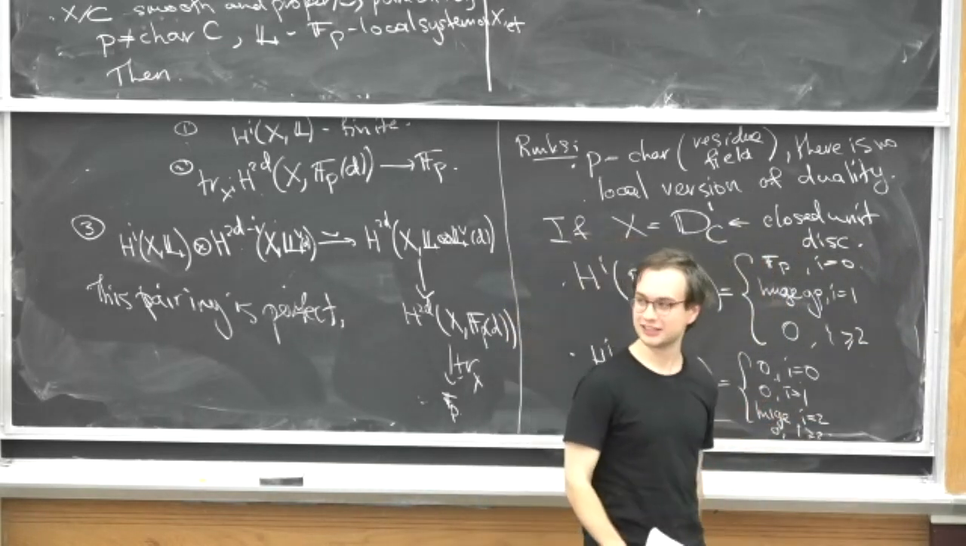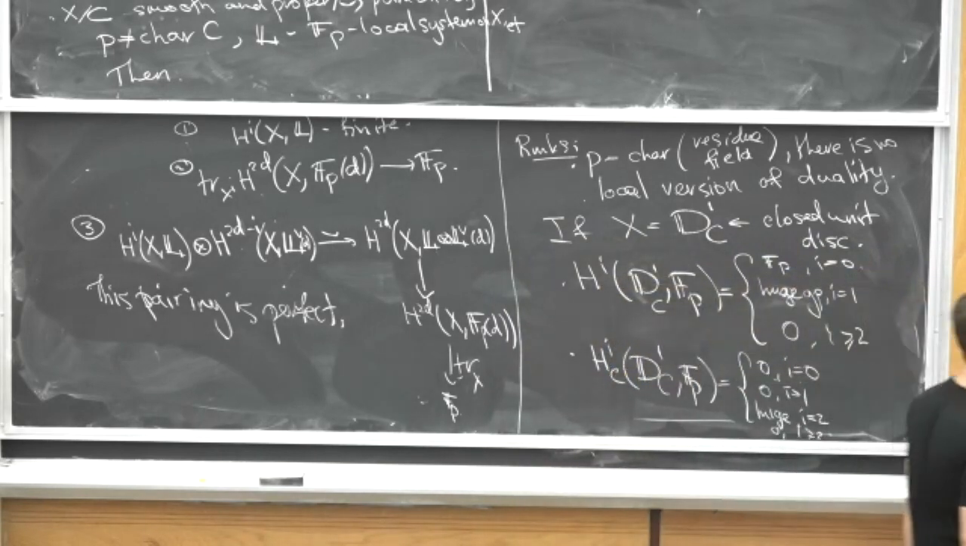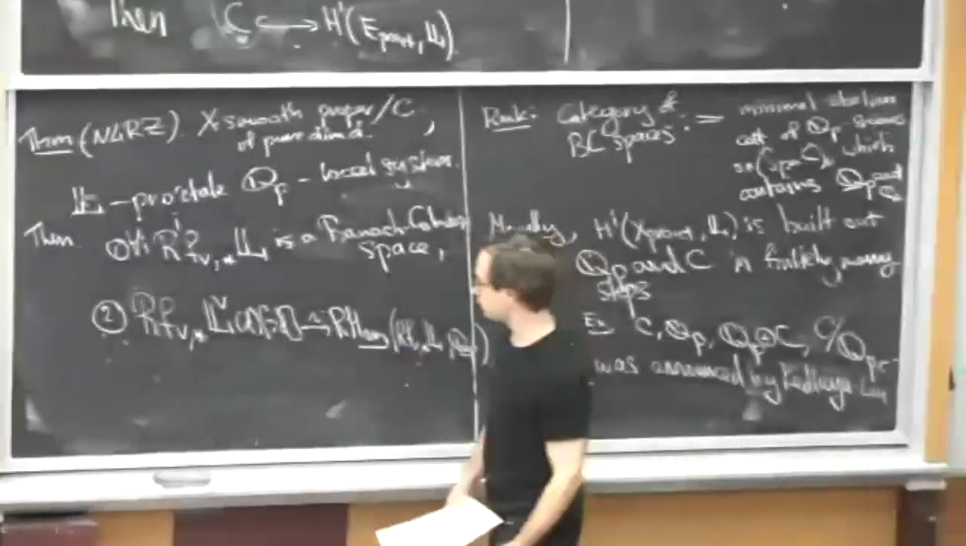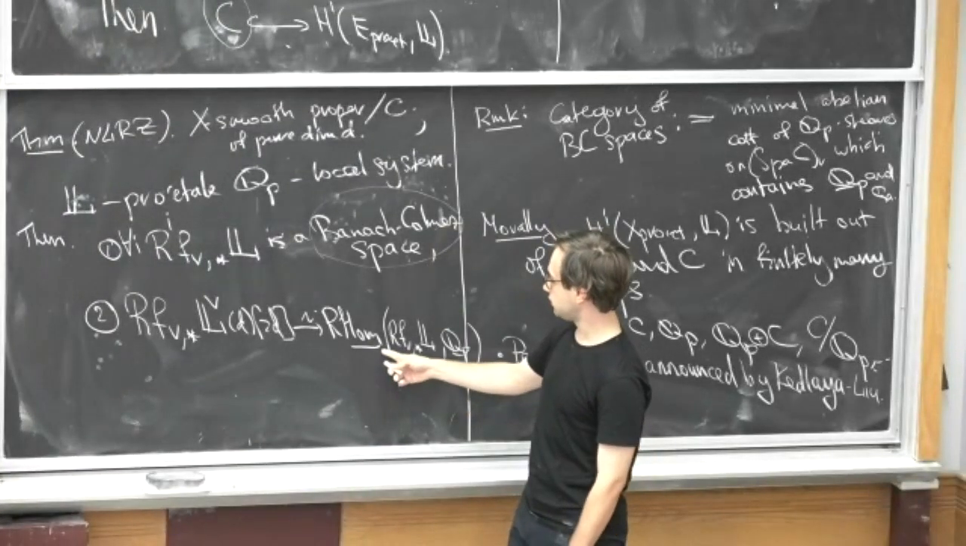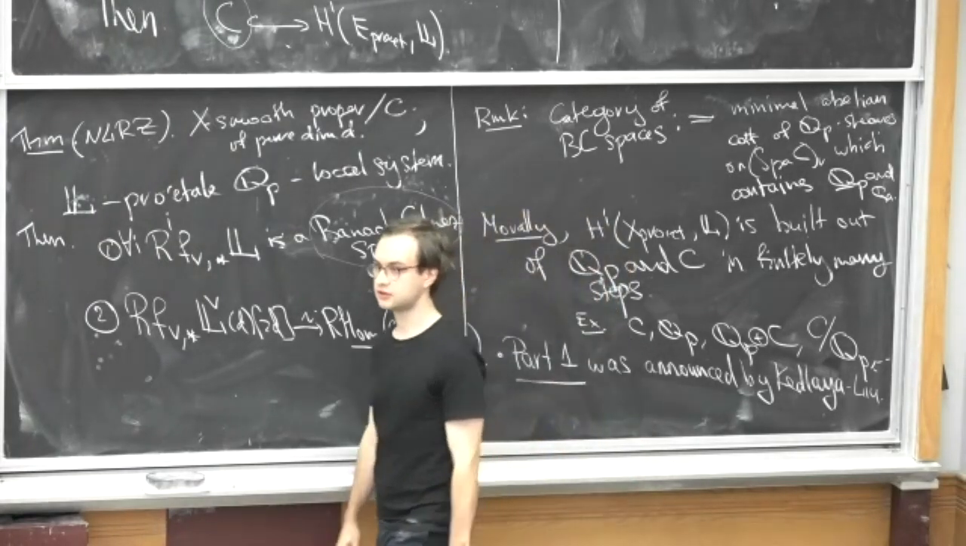Maybe you should ask in which category is this? Repeat the question. Sorry, yeah, the question is in which category this R Γ lives. Well, I mean, you can formulate it in Q_p vector spaces on the D side.